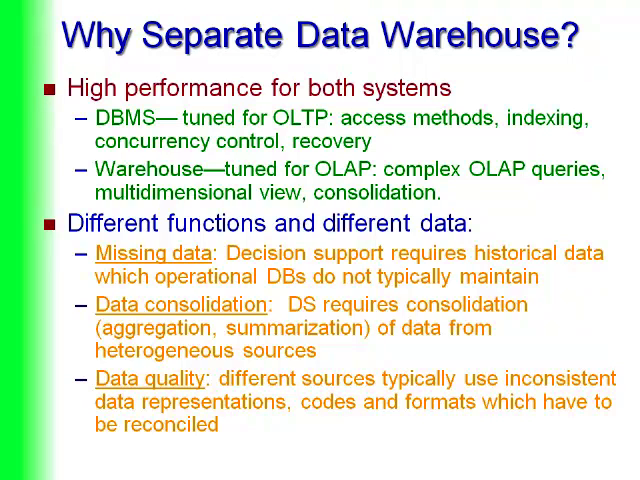Operational databases do not typically maintain the historical data. That's why even if some data is missing, we don't care. But in the case of a decision support system, we need historical data for analysis. Therefore, we need to minimize the missing data. Consolidation is also important for a data warehouse. Decision support requires consolidation of data from heterogeneous sources. Different sources typically use inconsistent data representations, codes, and formats which have to be reconciled in order to maintain the data quality. So the recommended approach for building a data warehouse is shown on the slide.